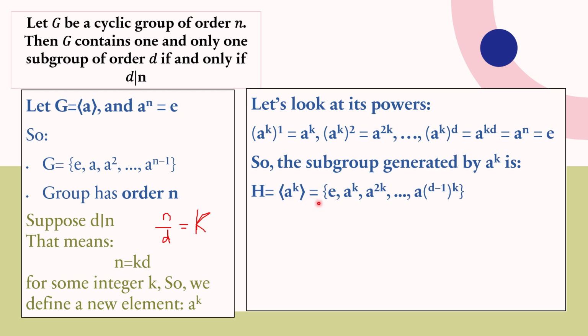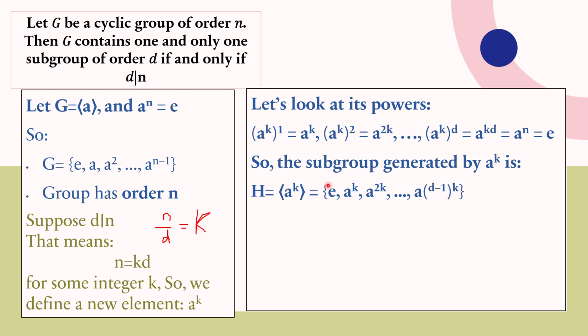Which is equal to what? e, a^k, which is the first element, the generator, same as before. Then a^2k. When the generator was a, you got a squared. Here the generator is a^k, so it will be a^2k, and so on. Till when it was a^n, the last element was a^(n-1). Now it is about the subgroup, which is about d, so the last element will be a^(d-1) raised to k.